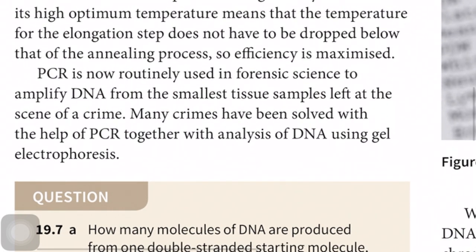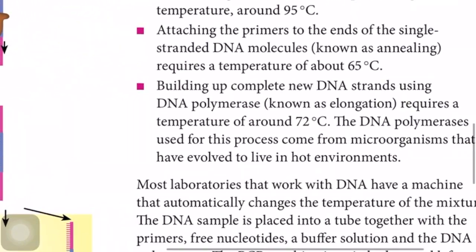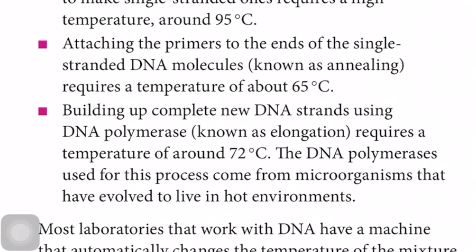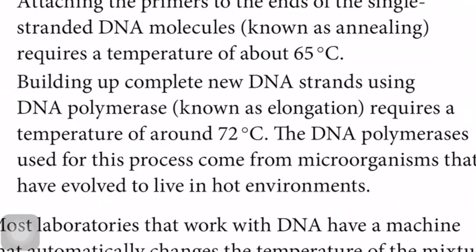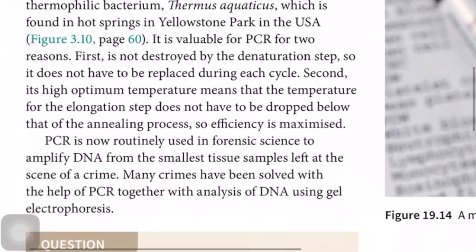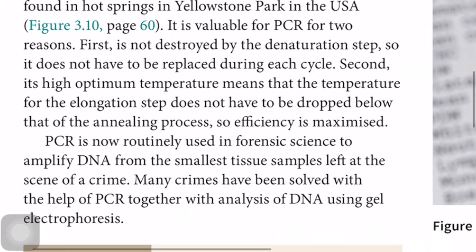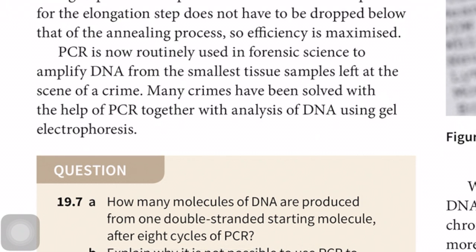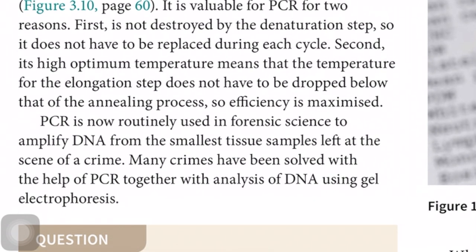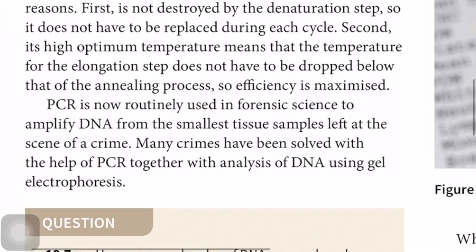Second, its optimum temperature means the temperature for the elongation process does not have to drop below that of the annealing process, so efficiency is maximized. So this is the annealing process, and then this is the elongation process. Once it's in the annealing process and the elongation process, it doesn't get denatured. So efficiency is maximized because the elongation process can take place at a higher temperature than the annealing process, which means that we do not have to keep changing it. So yeah, efficiency is maximized, and so is profit.